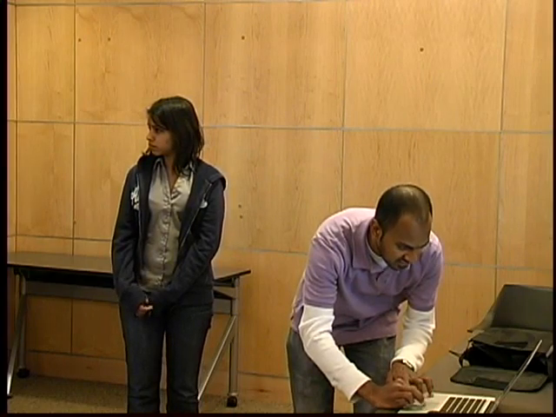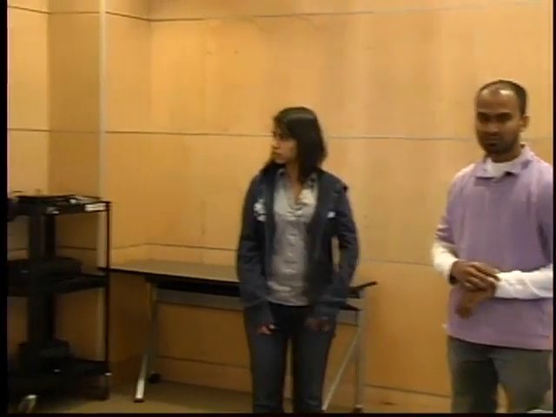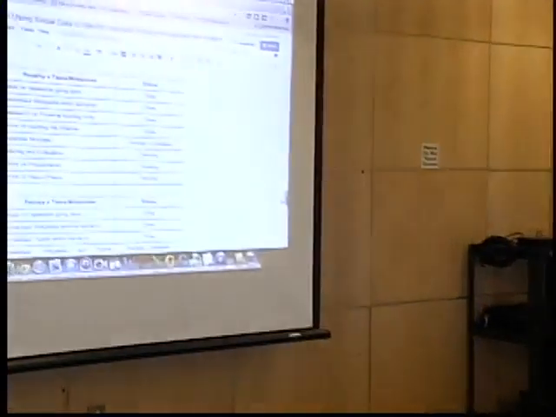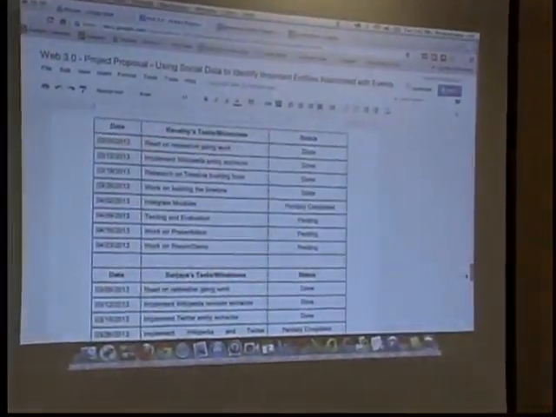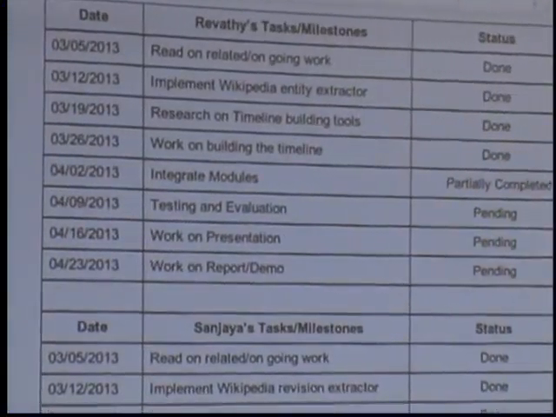things, and according to that we have defined a certain set of tasks. Some of them have been completed. So, what events are you doing right now? We are mainly focusing on Hurricane Sandy.